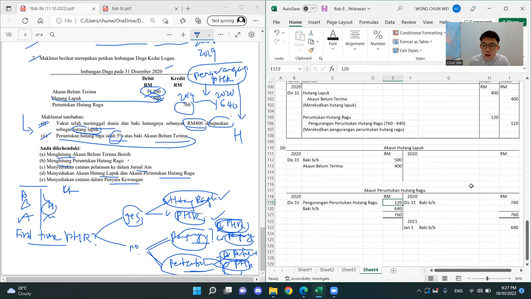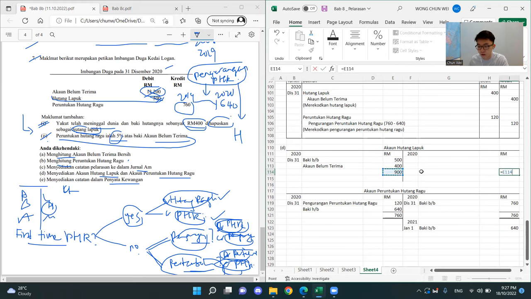All right. And then for this Hutang Lapuk, because it is a belanja, then I will have to send it to where? To the account untung rugi. 900 here. Account untung rugi.